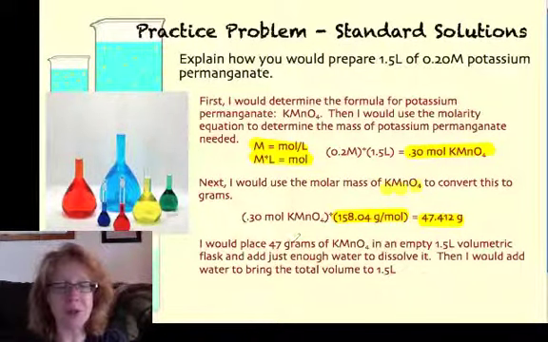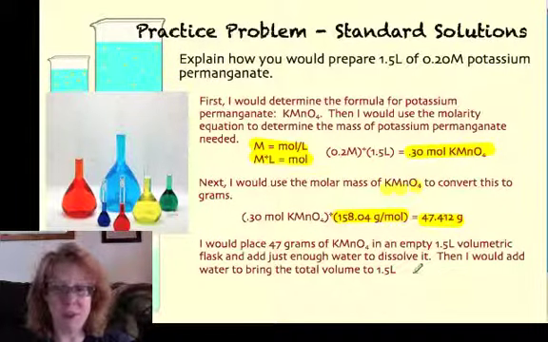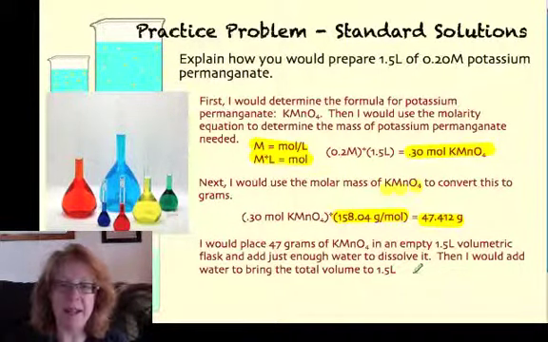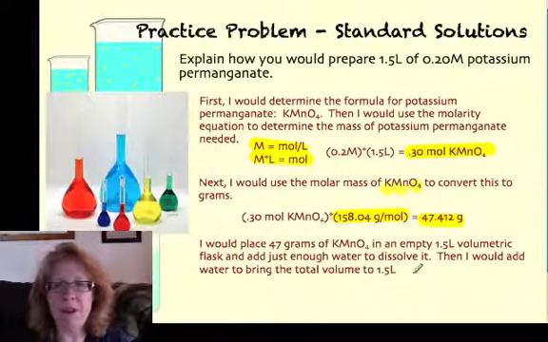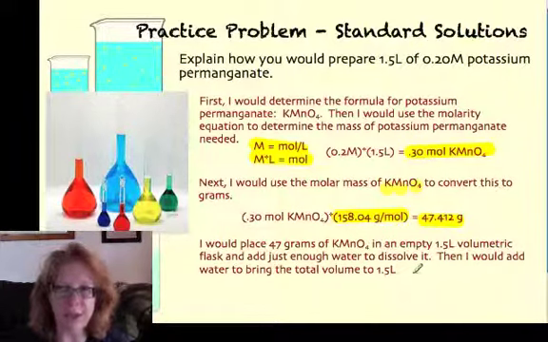So this last part's the description part. Hopefully this is the essay question part of this. You'd put your 47 grams of potassium permanganate in the empty 1.5 liter volumetric flask. You add just enough water to dissolve it, maybe half of that 1.5 liters, somewhere in that range. And then you'd add just enough water to bring the total volume up to 1.5 liters. Then you know you have exactly 1.5 liters of solution, not 1.5 liters of water.